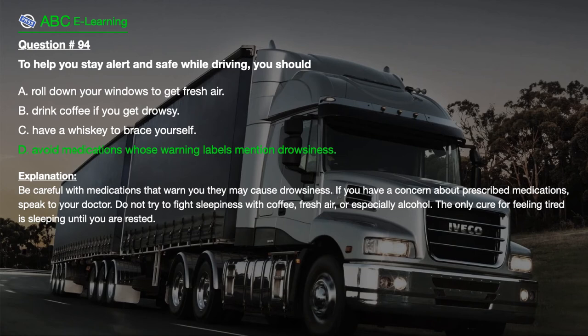The correct answer is D. Avoid medications whose warning labels mention drowsiness. Explanation. Be careful with medications that warn you they may cause drowsiness. If you have a concern about prescribed medications, speak to your doctor. Do not try to fight sleepiness with coffee, fresh air, or especially alcohol. The only cure for feeling tired is sleeping until you are rested.